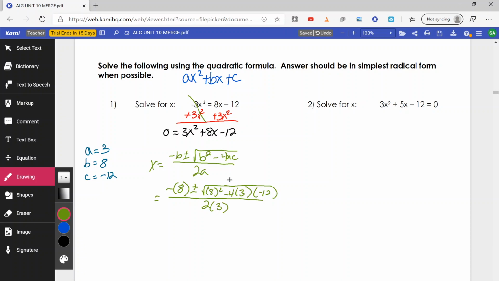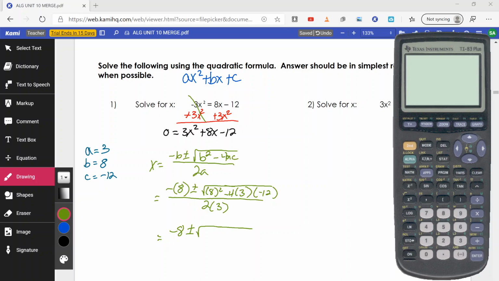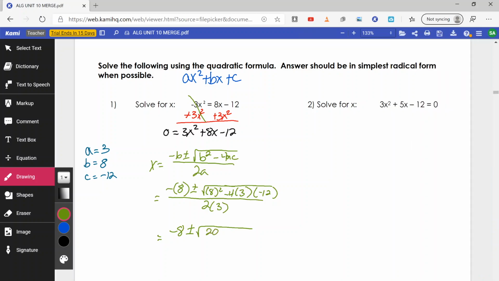So we're going to go through and we're going to simplify everything that we can. So we have negative value of 8, so that's just negative 8, plus or minus the square root. And we can do everything underneath the square root symbol. So we have, in parentheses, 8 squared minus 4 times 3 times negative 12. And we get 208, all over 2 times 3, which happens to be 6. So what I need to do now is I need to simplify square root of 208.